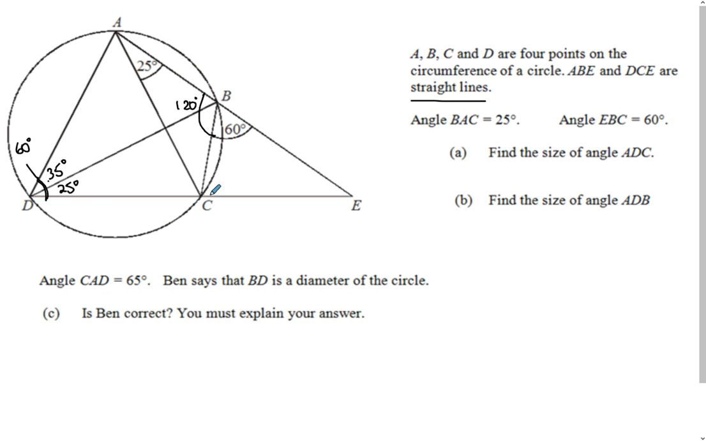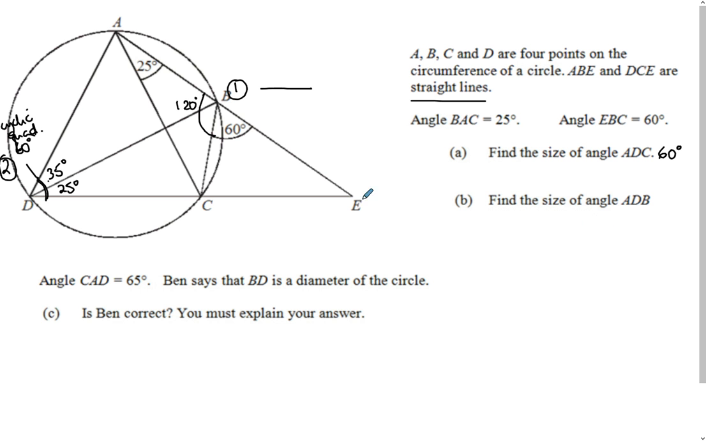So ADC is 60. As I said, you would write that first. That is angle 120 because angles on a straight line, and then you would say why that angle is 60 because angles in a cyclic quadrilateral. So that would be straight line, and that would be cyclic quad.